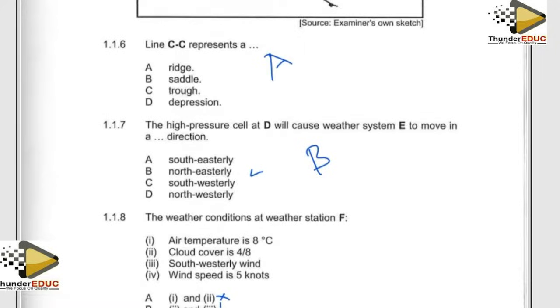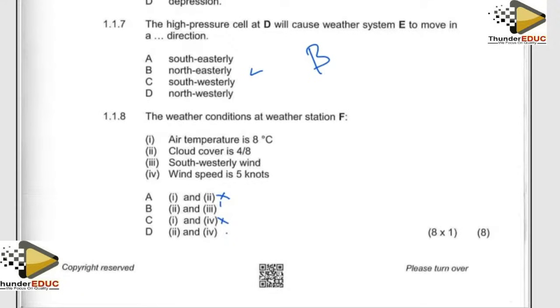Wind speed note is 5. This one is not 5, it's 10. So that means wherever there is 5 is wrong. So where is 5? 5 is here. So the only option is B. So right there, B.